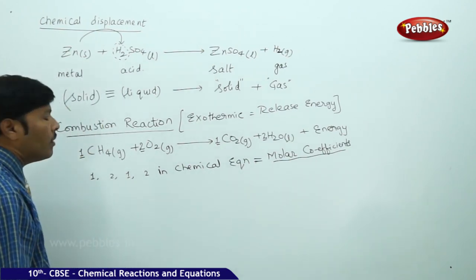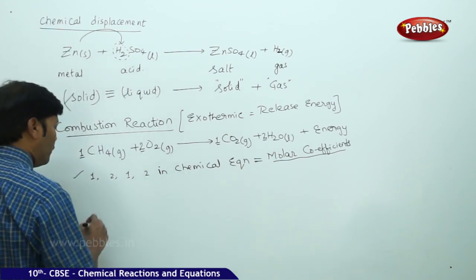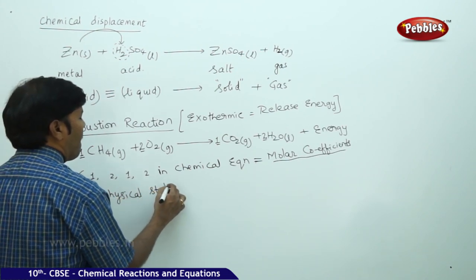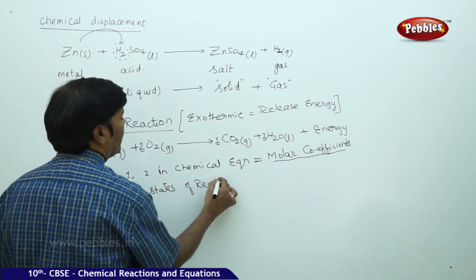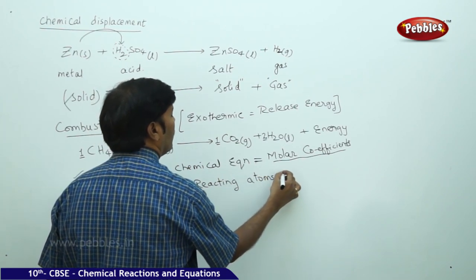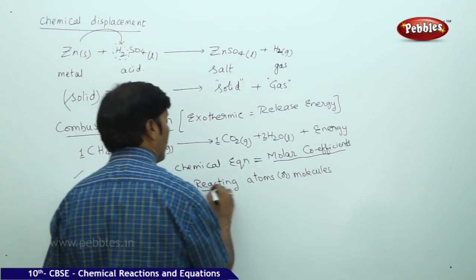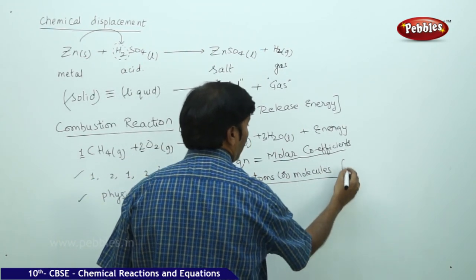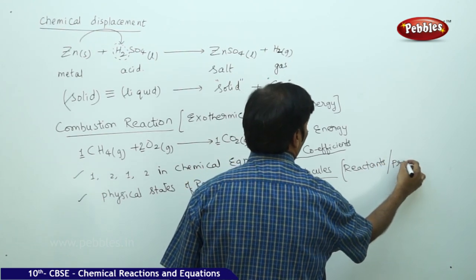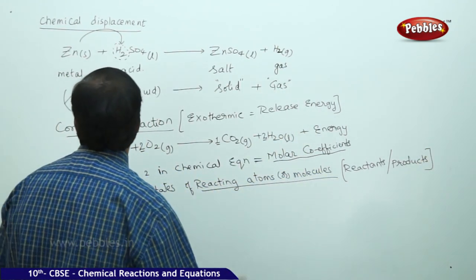So that means from a given chemical reaction or chemical equation, we can gather information about the molar coefficients, and about the physical states of the reacting atoms or molecules. These reacting atoms or molecules can be reactants or they can be products. This is the information we can gather. So like this, you can take as many examples.